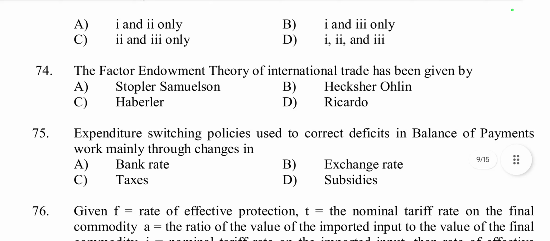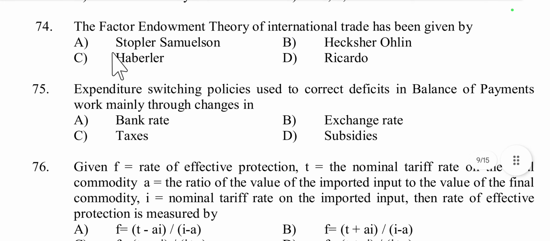Then question number 74. The factor endowment theory of international trade has been given by? Factor endowment theory was given by Stolper-Samuelson? No. Heckscher-Ohlin? Yes. Factor endowment theory given by Heckscher-Ohlin, and it explains trade patterns based on relative factor endowments or capital by labor ratio.